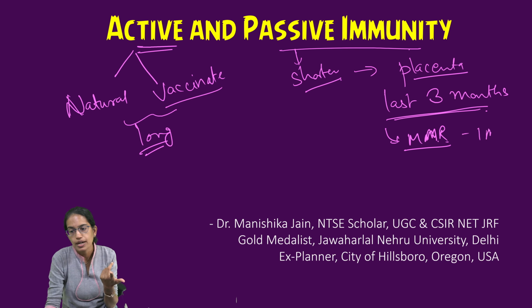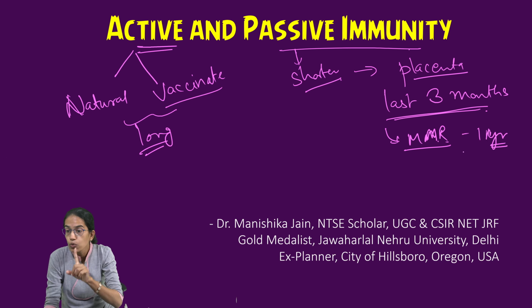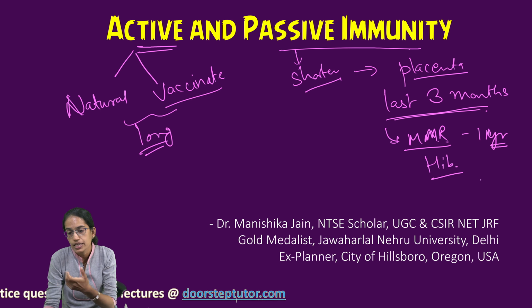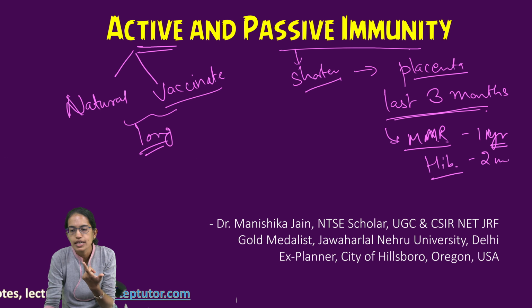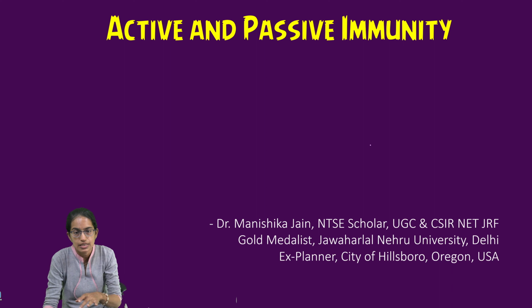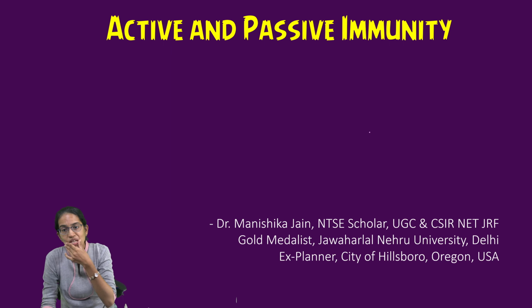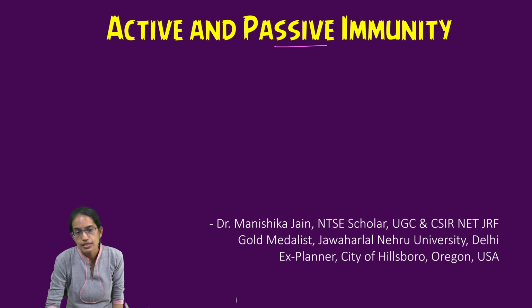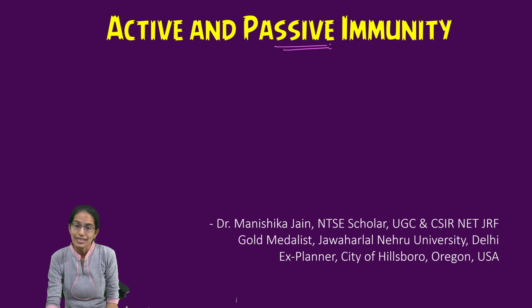So for MMR, let's say if it goes up to 1 year, then the MMR would be administered only at 1 year. However, for HIB, the Haemophilus influenzae B virus, it lasts for only 2 months, so it would be given at 2 months. So whatever the duration, the vaccination would be given till the time the baby has the capability to carry the antibody from the mother to the child. So one way of carrying the passive immunity is through placental movement.